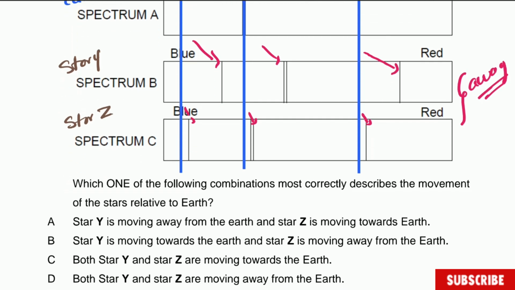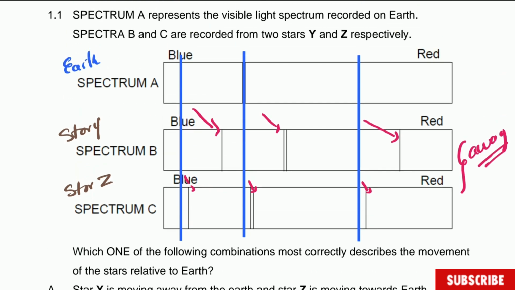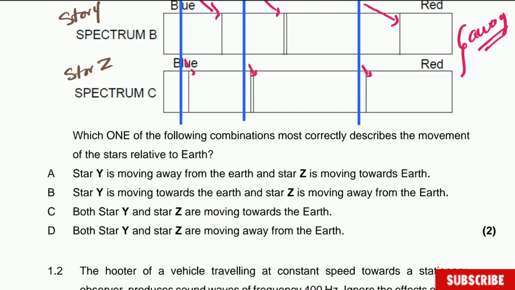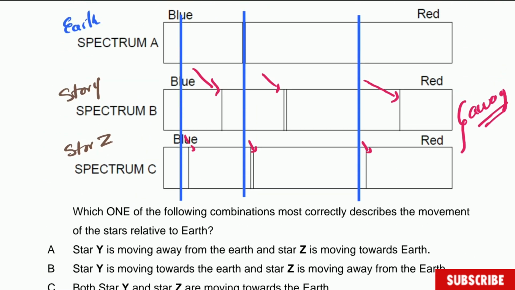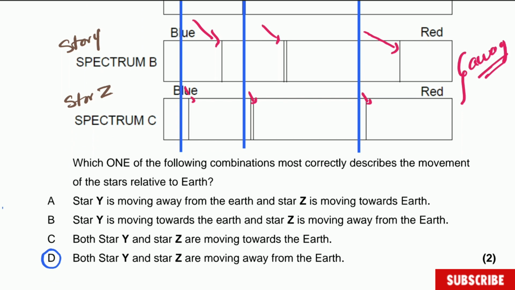So let's see the question. Which one of the following combinations most correctly describes the movement of the two stars? Both of them are moving away. You can see they shifted towards the red. Star Y is moving away from the Earth and star Z is moving towards, not right. Star Y is moving towards the Earth and Z is moving away, not right. Both stars Y and Z are moving towards the Earth, not right. And D, both stars Y and Z moving away from the Earth. That is the correct answer. I hope that one was clear. It's very simple. You just have to see where the lines have been shifted. In this case, they were called red shifted.